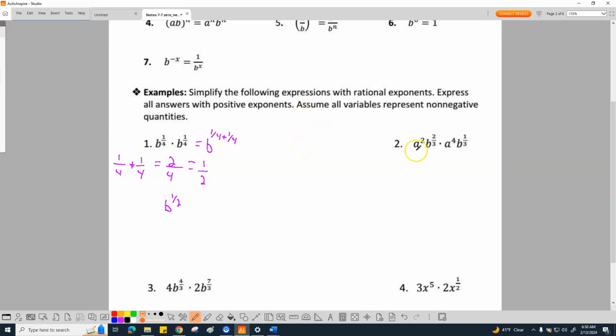All right, moving on to this one. Check it out. This is a squared, b to the 2/3 times a to the 4th, b to the 1/3.